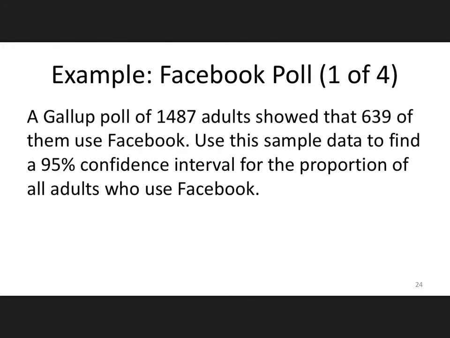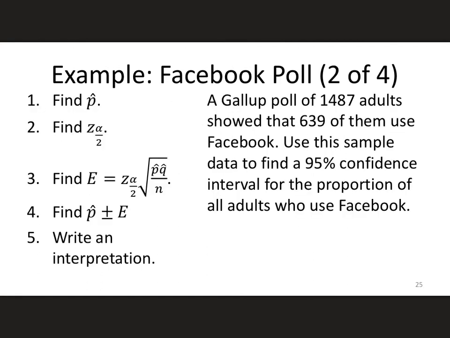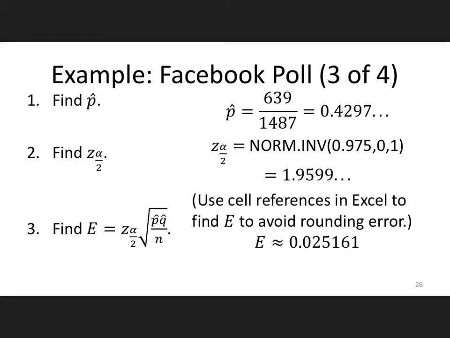So we're going to take a look at an example of a Facebook poll. It says a Gallup poll of 1,487 adults showed that 639 of them use Facebook. Use this sample data to find a 95% confidence interval for the proportion of all adults who use Facebook. I'm going to go through this example here, doing those 5 steps for the Facebook poll. You'll also see a little quick shot of my Excel, but there will be a separate Excel video for finding a confidence interval.